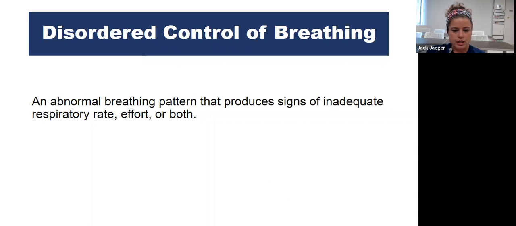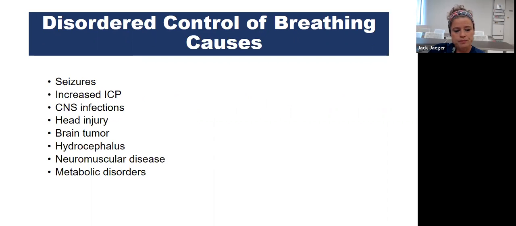Disordered control of breathing is a fancy way of saying that the respiratory center in the brain has been damaged for some reason, and that's why the breathing is not appropriate, not any kind of an infectious process happening in the lungs. So it's an abnormal breathing pattern that produces signs of inadequate rate, effort, or both.